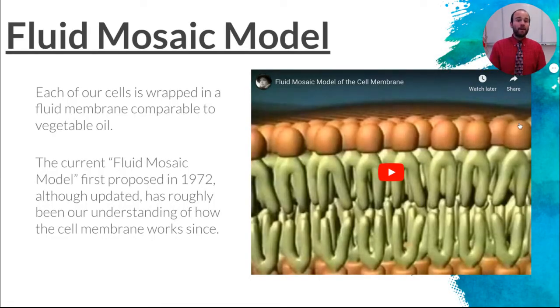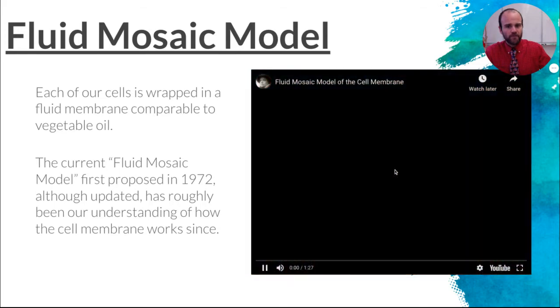And so I mentioned earlier the fluid mosaic model. This was first proposed in 1972, and it's been updated since then, like any good model in science. But it has roughly maintained our understanding of how the cell membrane works. So we're going to watch a short little video.